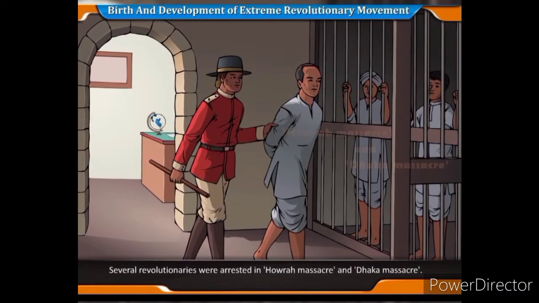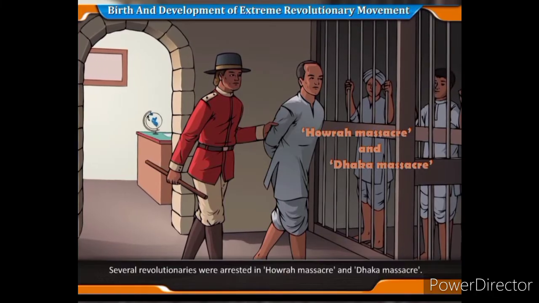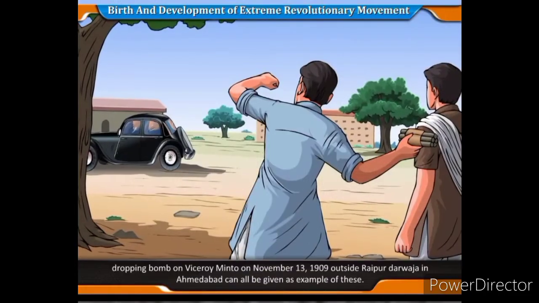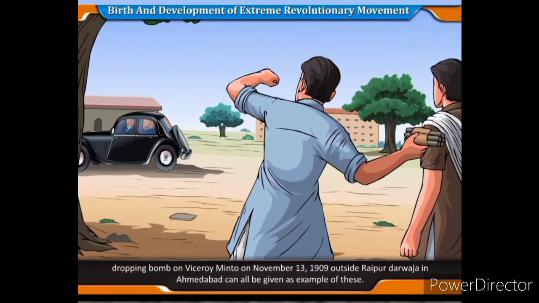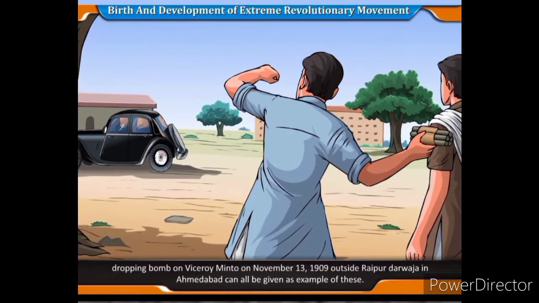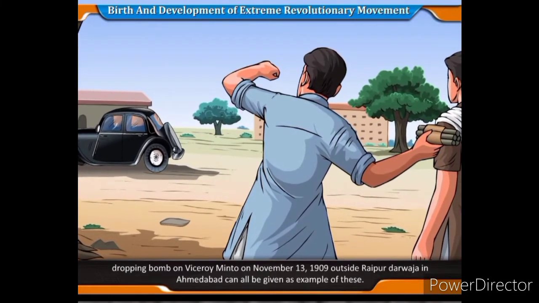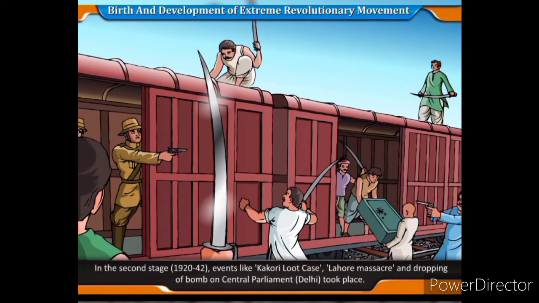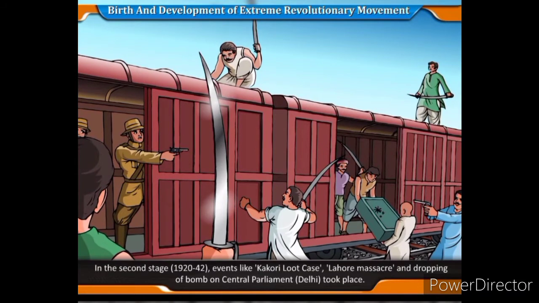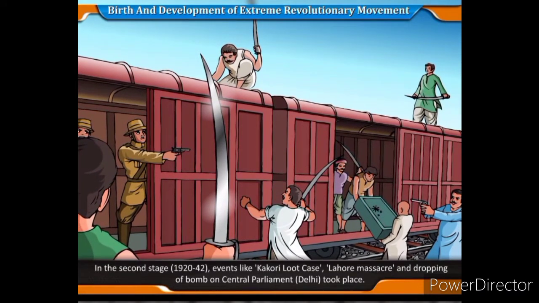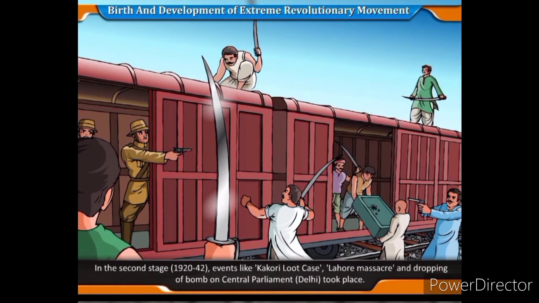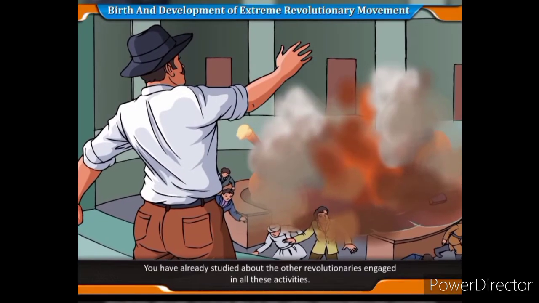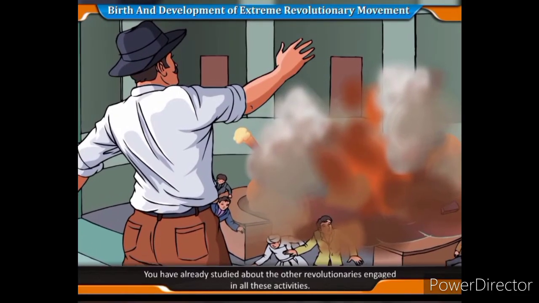Several revolutionaries were arrested in the Howrah case and Dhaka case. The attempt to kill Lord Hardinge by throwing a bomb, and the bomb dropped on Viceroy Minto on November 13, 1909 outside Raipur Darwaza in Ahmedabad can all be given as examples of these. In the second stage, 1920 to 1942, events like the Kakori loot case, the Lahore case and the dropping of a bomb on the Central Parliament in Delhi took place. You have already studied about the other revolutionaries engaged in all these activities.